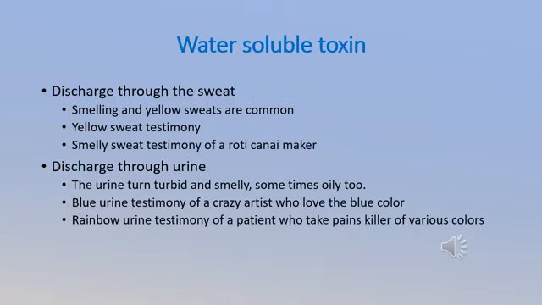So the water-soluble toxin is discharged through the sweat, and also through the urine. Through the sweat, sometimes the sweat becomes smelly, and sometimes becomes yellowish in color. That is quite common. So I can give you a few testimonies, the yellow sweat testimony. At that time I went to Penang for ganotherapy. One night during the Q&A, there was one member who said, Dr. Lim, I like to play badminton. In our badminton, we divide into the white shirt team and the yellow shirt team, and I'm in the white t-shirt team.